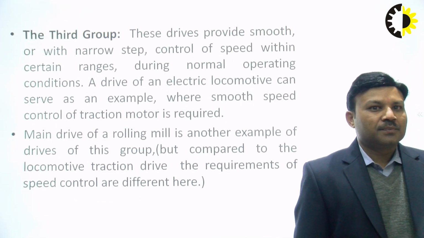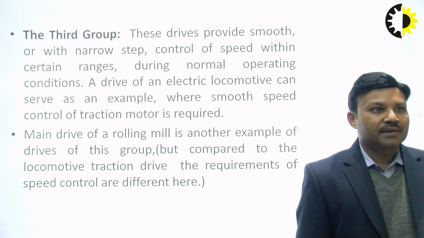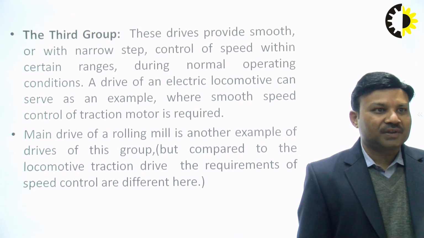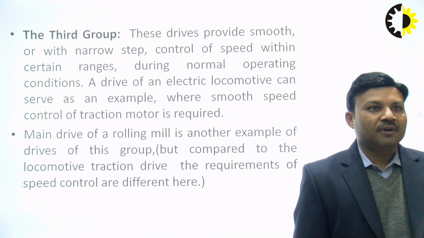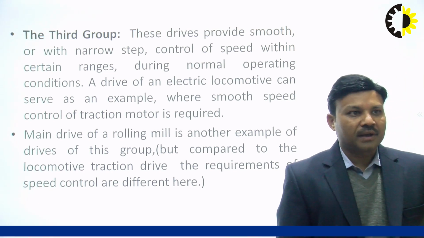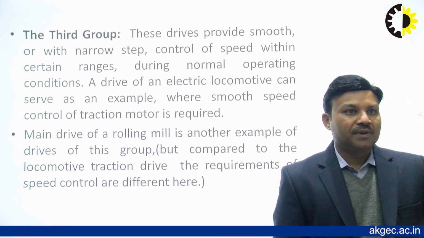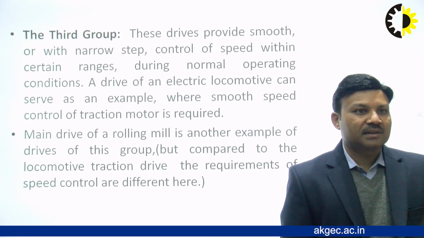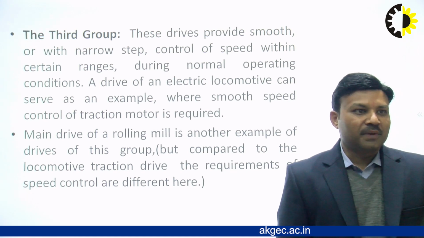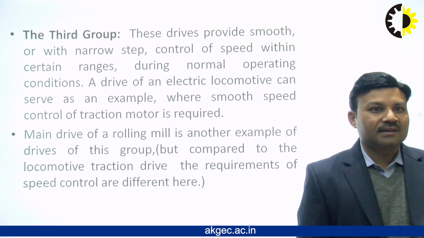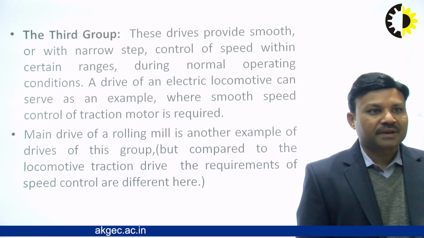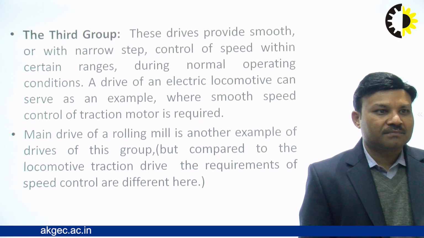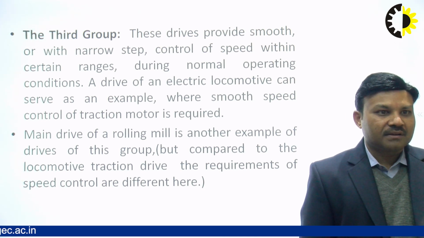Now in the third group, these drives provide smooth or narrow step control of speed within certain ranges during normal operating conditions. A drive of an electric locomotive can serve as an example, where smooth speed control of the traction motor is required. The main drive of a rolling mill is another example of drives of this group, but compared to the locomotive traction drive, the requirements of speed control are different here.